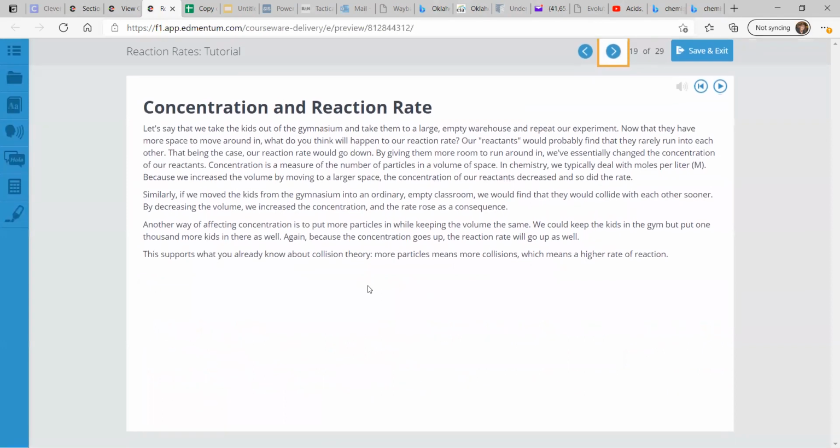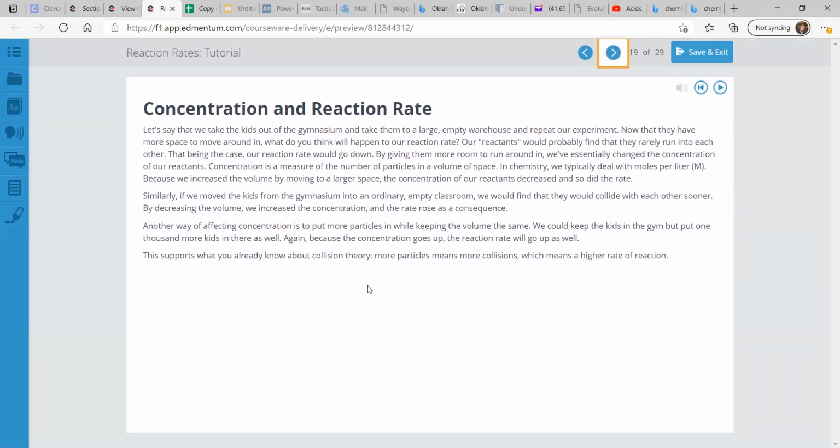So if you have a lot of particles in a little space, that's really concentrated. But if you have a bigger space and the same amount of molecules, it'll be less concentrated. Think of when you have soda with ice, and then after the ice melts, it kind of turns more watery. That means it's less concentrated.